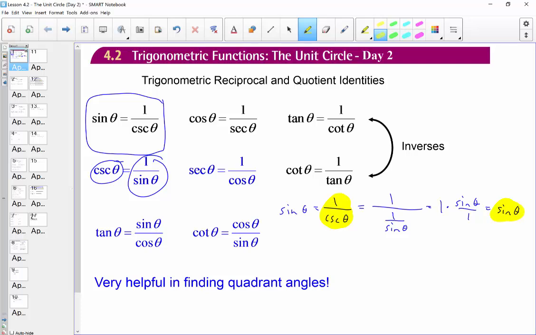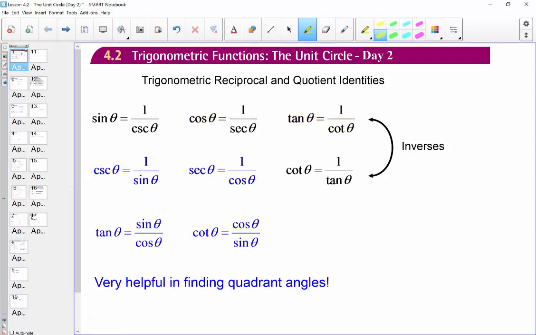We could do a similar analysis for the two remaining functions, cosine of theta equals 1 over the secant of theta, and tangent of theta equals 1 over the cotangent of theta. Let's look at the two functions in the third row. We've got the tangent of theta equals the sine of theta over the cosine of theta. Let's see why that's true.